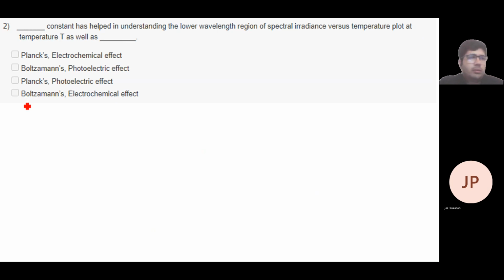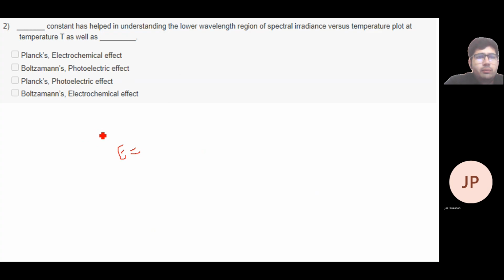The next question is: what constant has helped in understanding the lower wavelength region of a spectral irradiance versus temperature plot at temperature T? We have covered a very important effect in our previous slides, and we have seen that the value of a constant was very important there for particular wavelength regions.